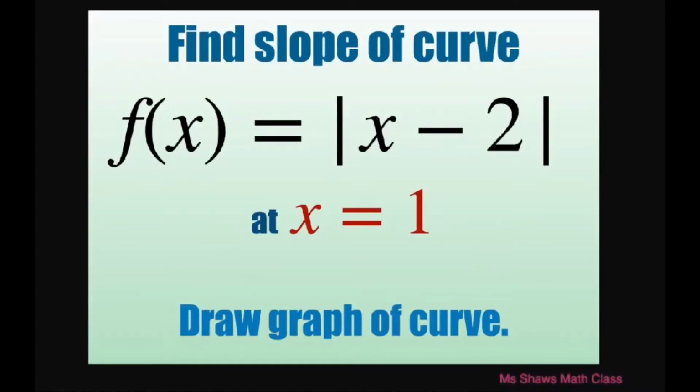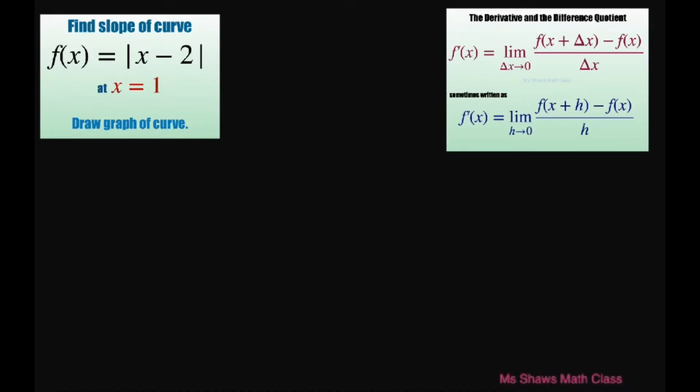Everyone, we're going to find the slope of the curve f of x equals absolute value of x minus 2 at x equals 1. I'm also going to graph the curve just to show what's going on with the slope near x equals 1. So let's look and see what we have first. We have f of x equals absolute value of x minus 2.